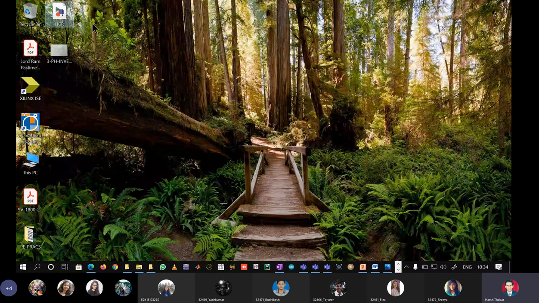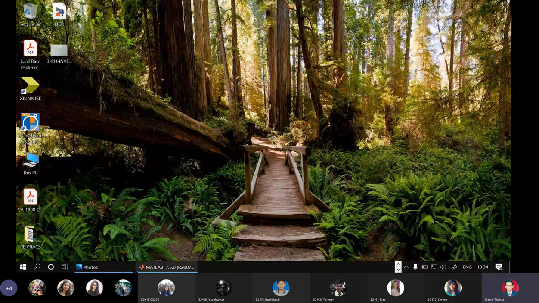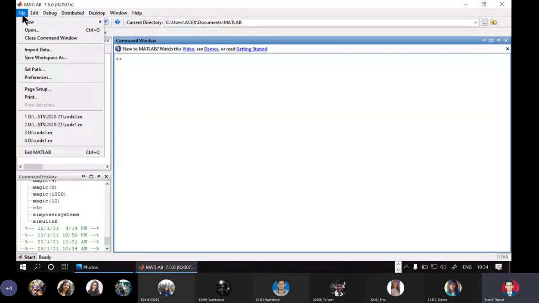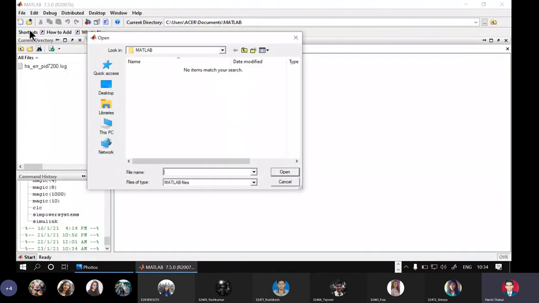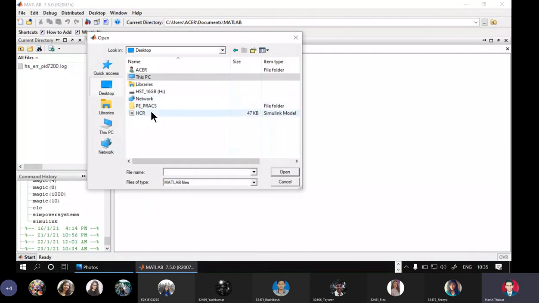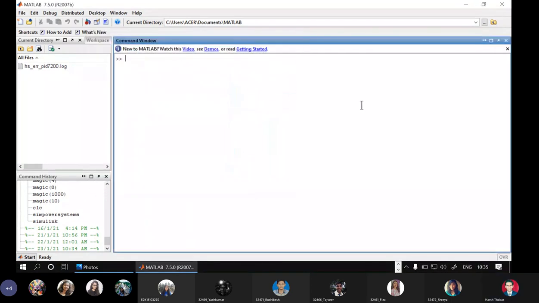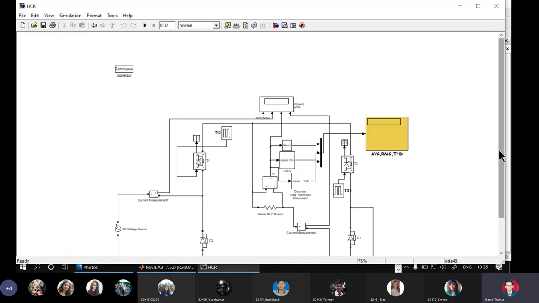HCR is basically a Simulink model, and all Simulink models have the extension .mdl, that is model file. So from within MATLAB I will say file, open, go to my desktop, select HCR and say open, and it will open a circuit which looks like something made in Proteus, but it is not like that. So this is my model.